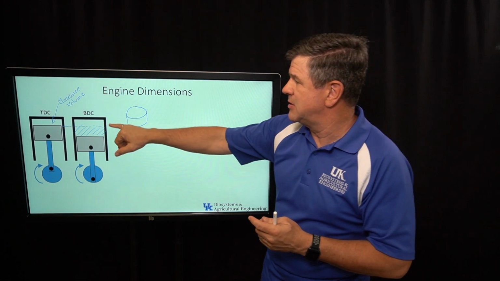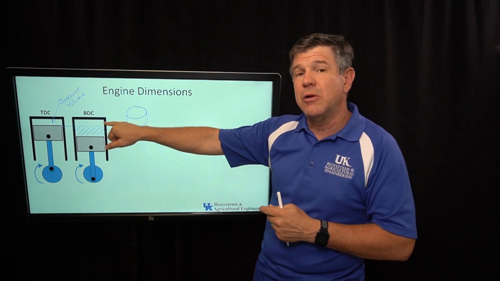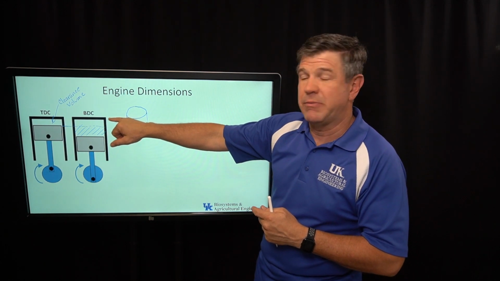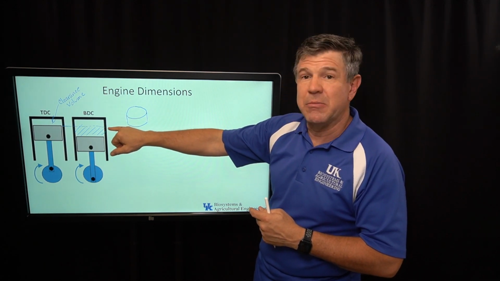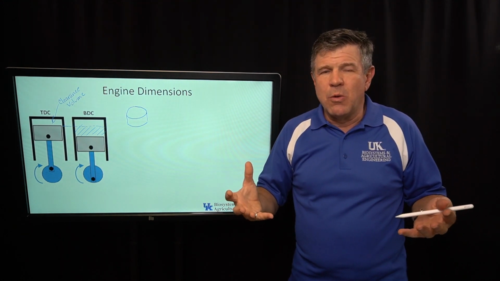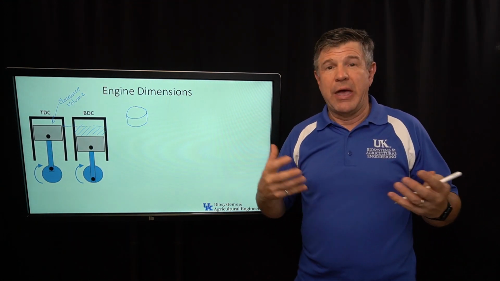Again, I can't emphasize this enough. This does not include the clearance volume up here. So we're not looking at the dimension all the way up to the top. We're just looking at the dimension up to here. So now, to get that volume, we need the volume of a cylinder.